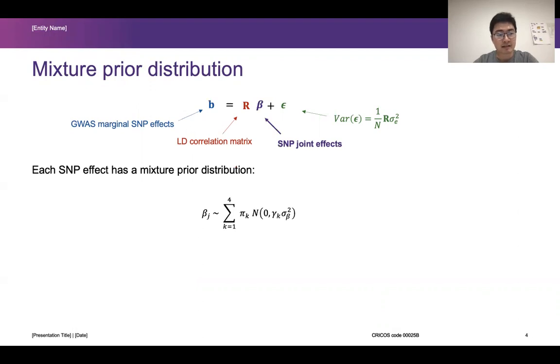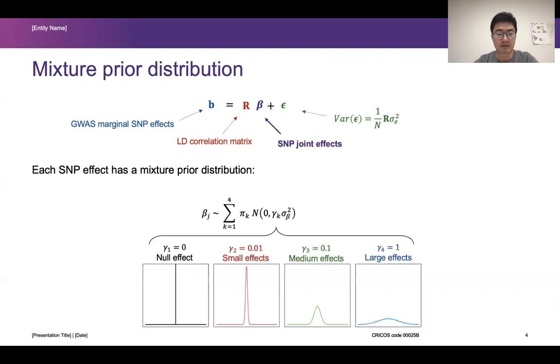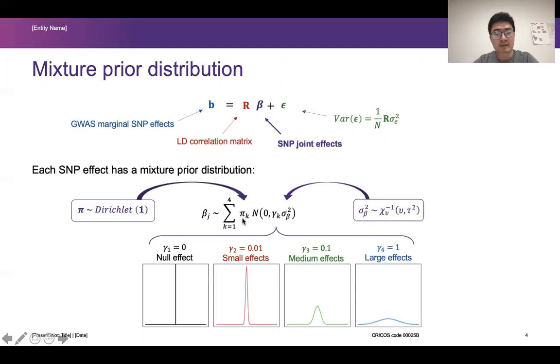In SBayesR, each SNP effect is assumed to have a mixture prior distribution of 4 components. Specifically, it includes a point mass at 0 and 3 normal distributions with different variances. The variances are scaled such that they represent small, medium, and large effects. The common factor of the variances in the normal distributions is assumed to be unknown and with a prior distribution. The mixing probabilities are also assumed to be unknown and to be estimated from the data.